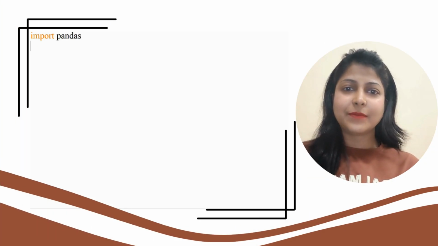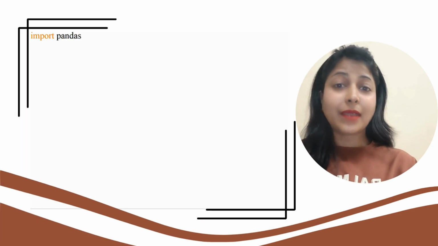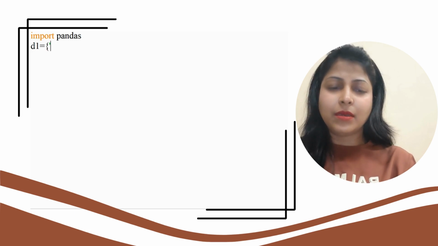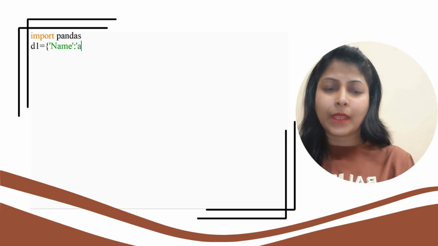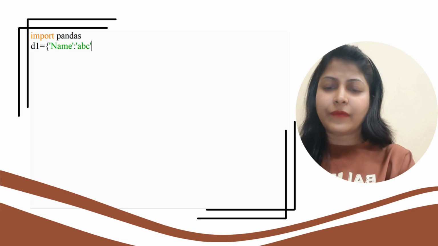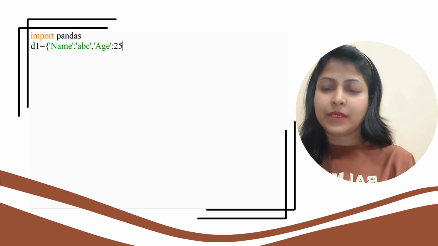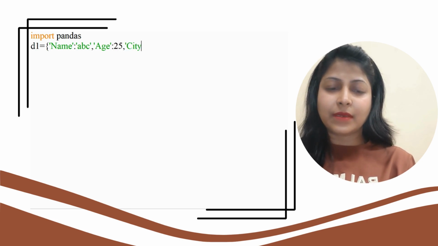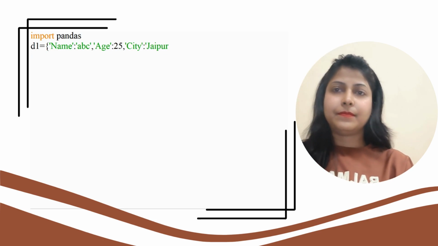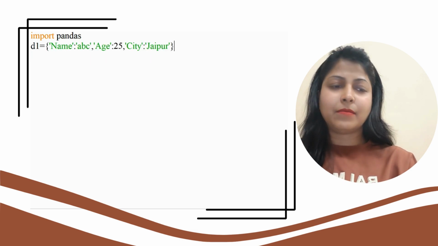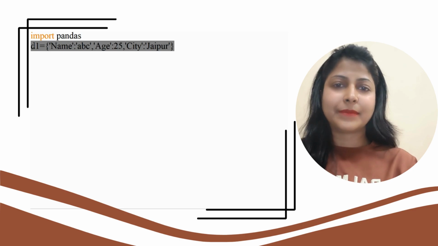So the very first statement always is import pandas. And now I'm going to create the mini data set first. That means D1 is equal to, I'm including the details of one person. That means the name, then we have age, then we have the city where the person lives. And this is my one dictionary, right?